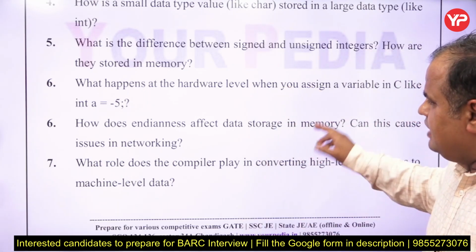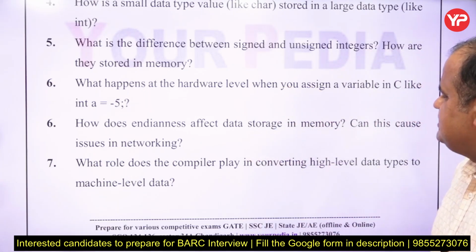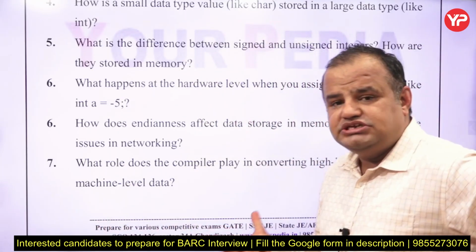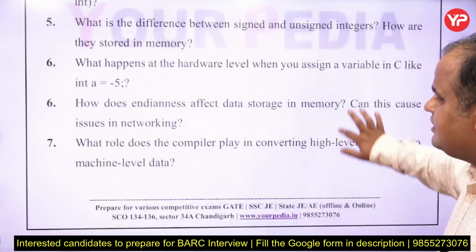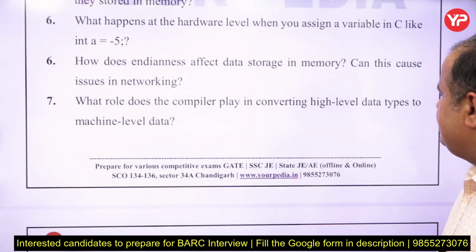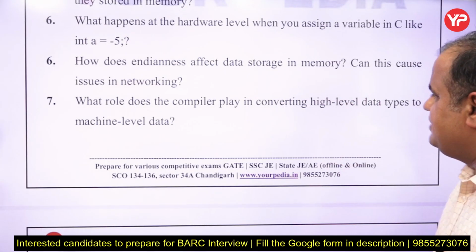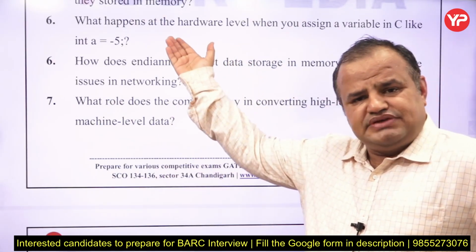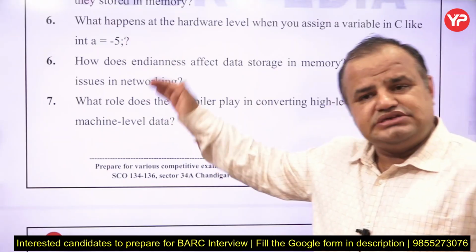And next, how does endianness affect the data storage? Which endian method is good, little endian or big endian, and how are these policies implemented? What role does the compiler play in converting the high-level data type into machine level? See, these are basic COA questions, basic fundamental questions, and now it is going to switch to the next subject, that is compiler.